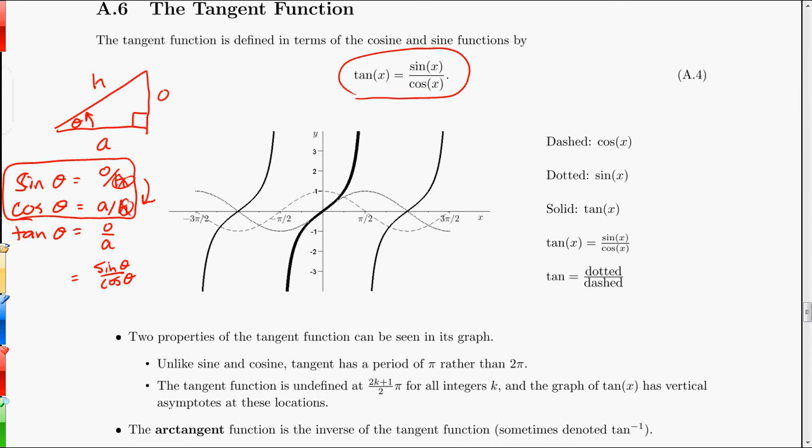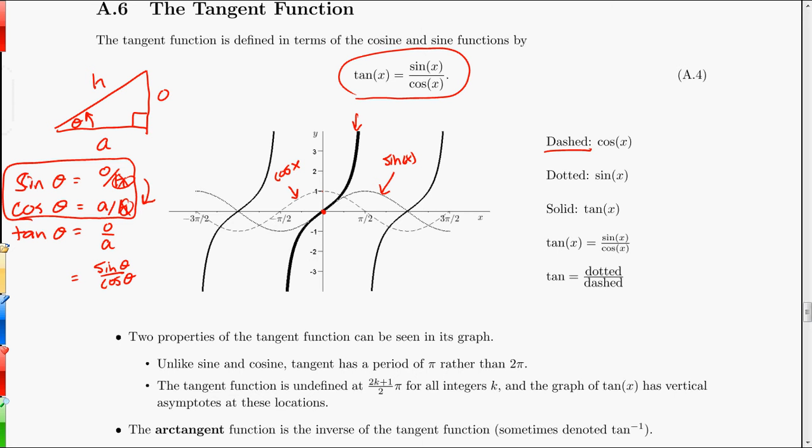Specifically, if we look at this ratio, our dashed curve is cosine x, so that's this one right here. The dotted, which isn't totally obvious to be dotted, is sine x. So I'm going to look at the ratio and see what happens. It's sine x, so the dotted over the dash. Right here, the dotted is 0 over 1, so my tangent curve, which is this thick solid line, is just 0.